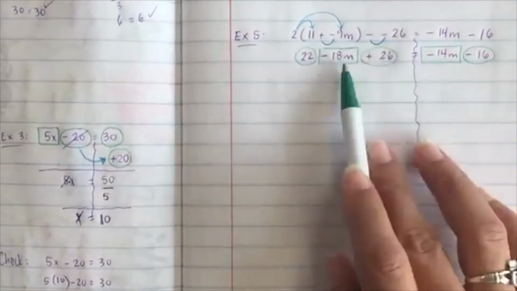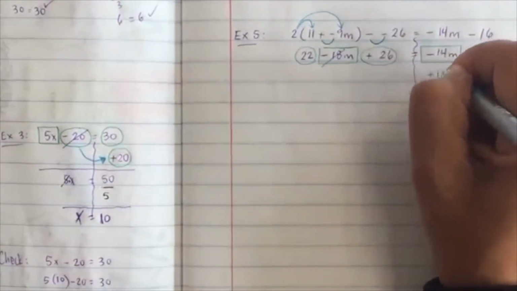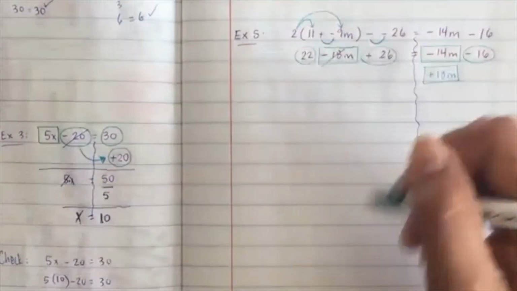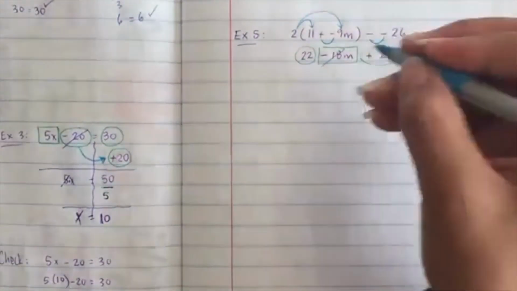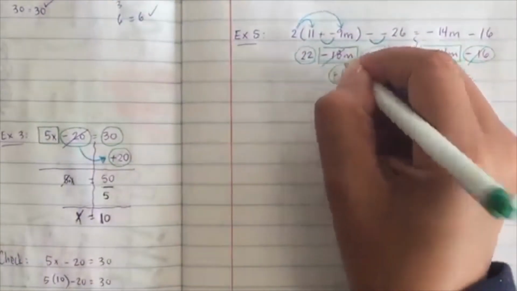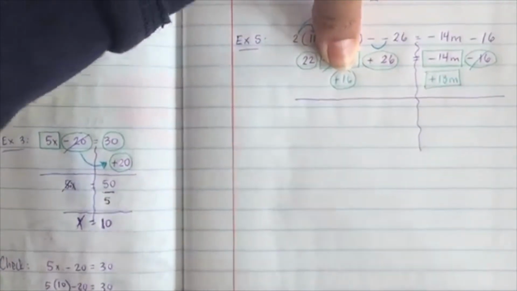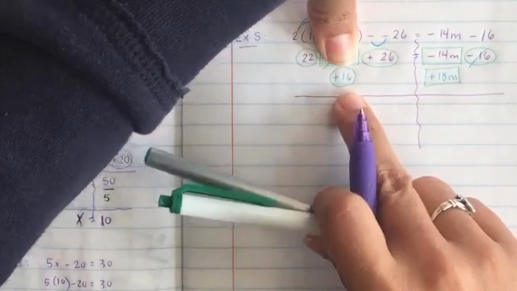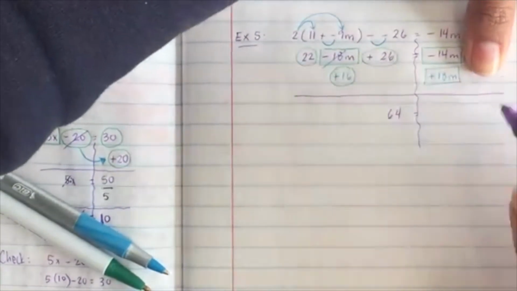What is easiest to move? Let's move the circles to the left and the boxes to the right. So when you cross the river with negative 18, it's going to become positive 18. When you cross the river with negative 16, it's going to become positive 16. Combine like terms. So you're going to have 64 on that side and 4m on the other side.